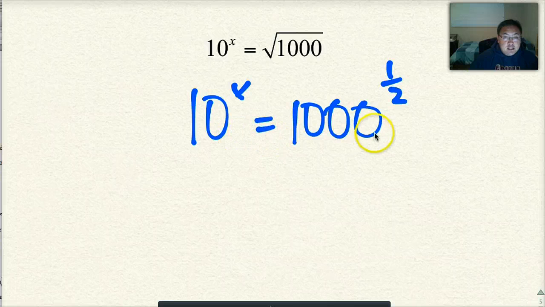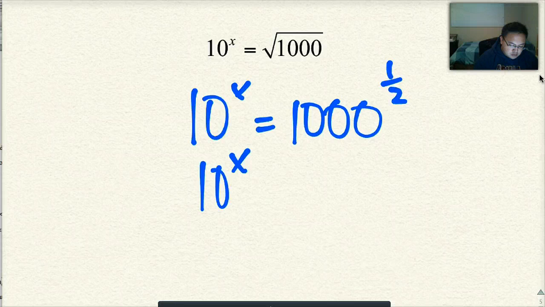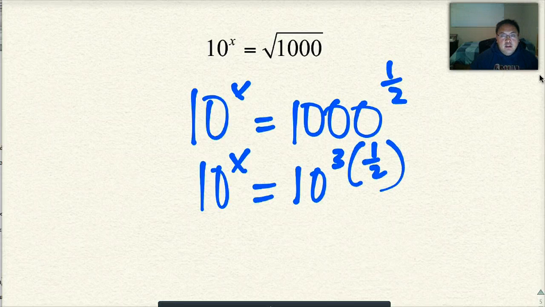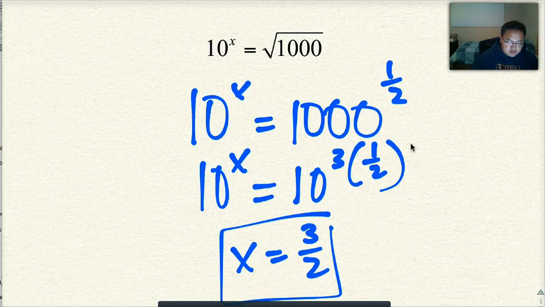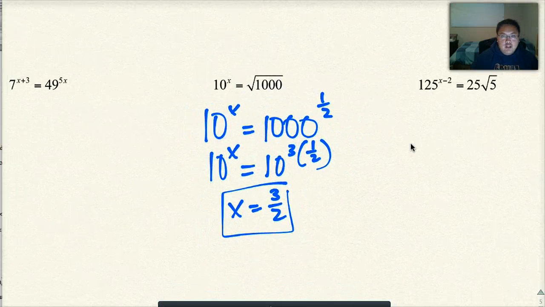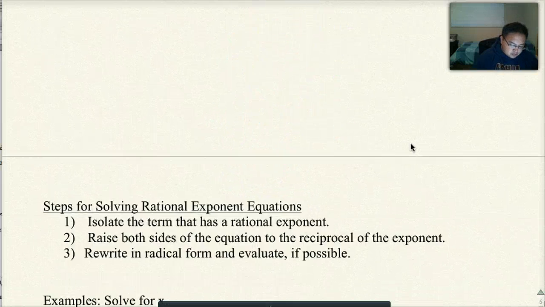I need to get my bases to the same. 1,000 is 10 to the 3rd power. Like so. This is equal to this. 10 is equal to 10, so this has to be equal to this. So x is equal to 3/2 when I multiply that out. Okay, so you could do that for all the other examples as well.